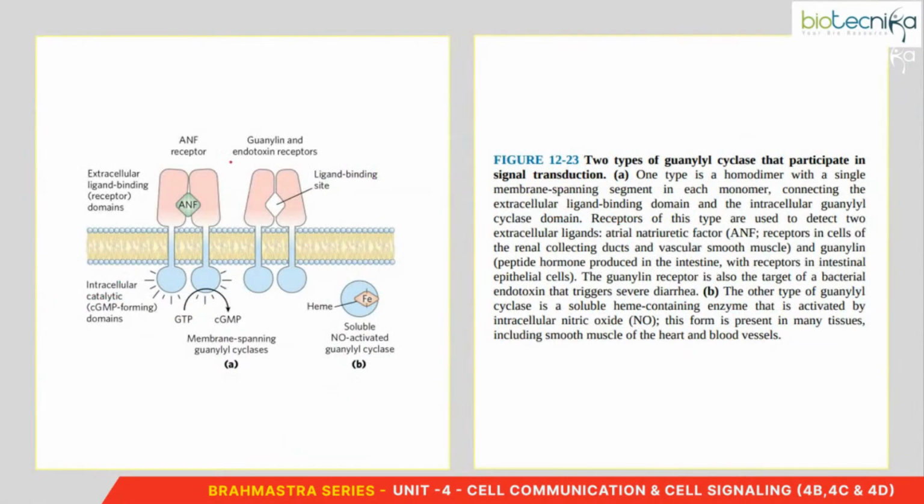Okay. So this was the image. If you see, we have two types: membrane spanning GC, and another one is the NO activated GC, that is nitric oxide. So what is the precursor of nitric oxide? Which amino acid is the precursor of nitric oxide? Do you know? Any idea?